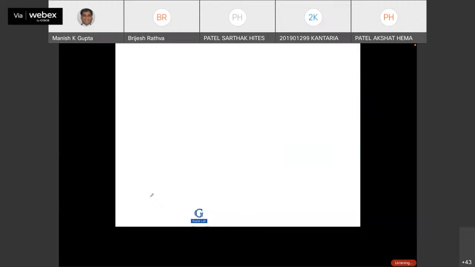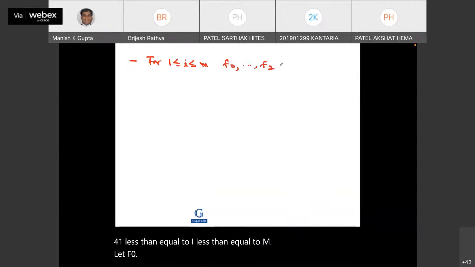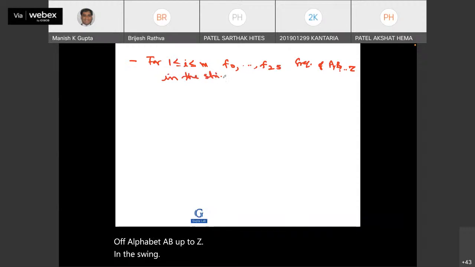Okay, so how to find the key? What we do now, for 1 ≤ i ≤ m, let f0, f1, up to f25 denote the frequencies of the alphabet A, B up to Z in the string yi bar. Okay, in the substrings, right?